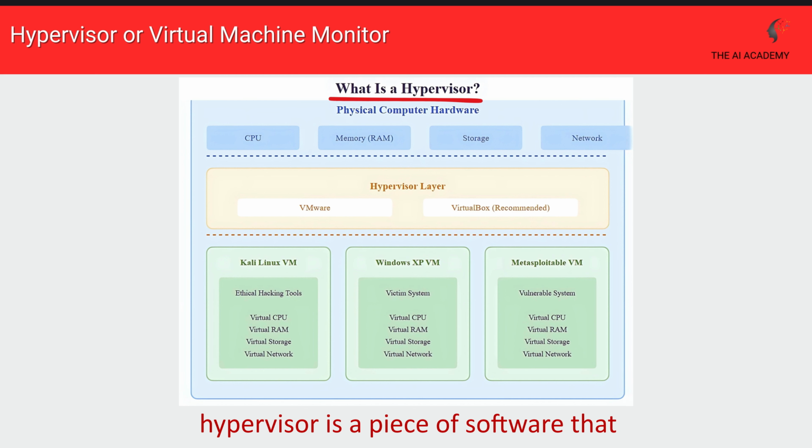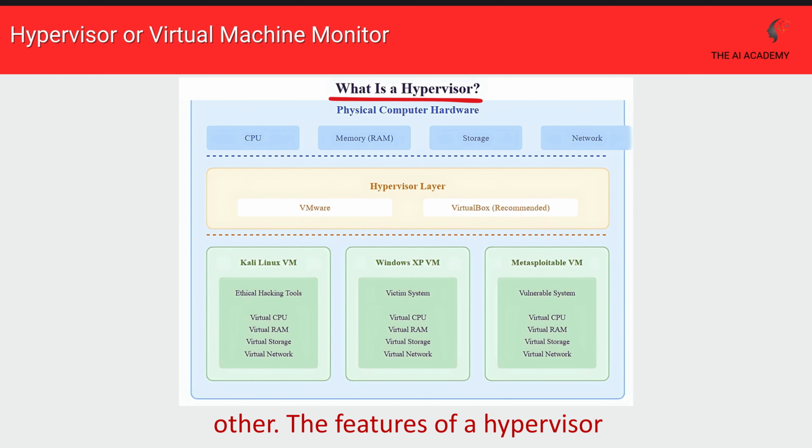A hypervisor is a piece of software that enables the creation and management of virtual machines, VMs, on a single physical computer, also called the host machine. Think of it as a bridge between your computer's hardware and the virtual environments you create. With a hypervisor, your computer's physical resources, CPU, memory, storage, and network interfaces, are shared across the virtual machines you set up, without them interfering with each other.